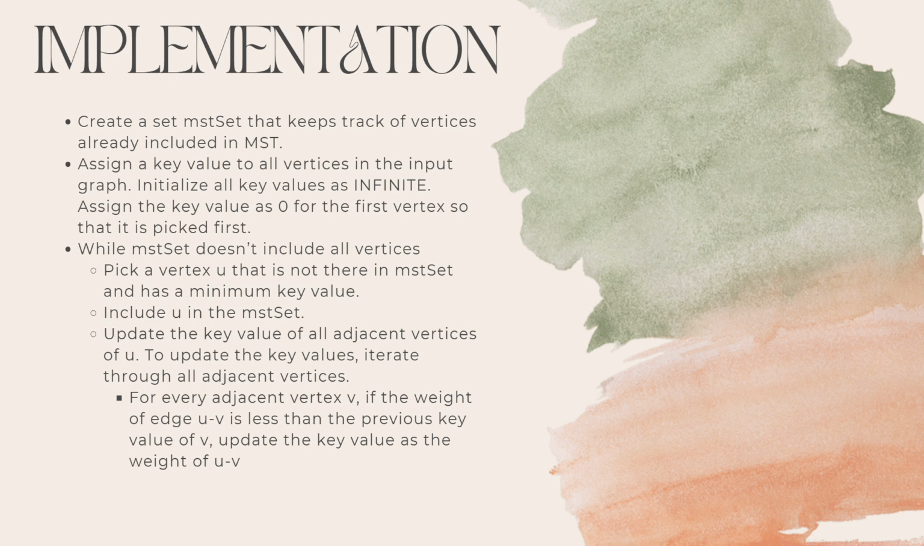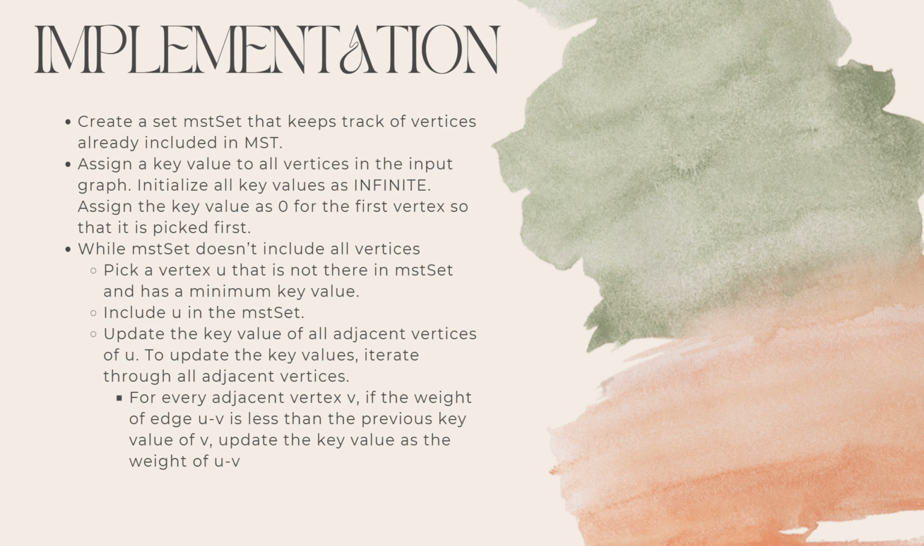So now, while the MST set does not include all the vertices, we pick a vertex u that is not in the MST set and has a minimum key value. Now we include that vertex u in the MST set, and then we update the key values of the adjacent vertices of u and also the parent of the adjacent vertices.